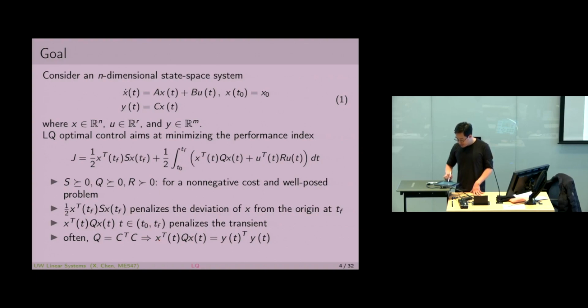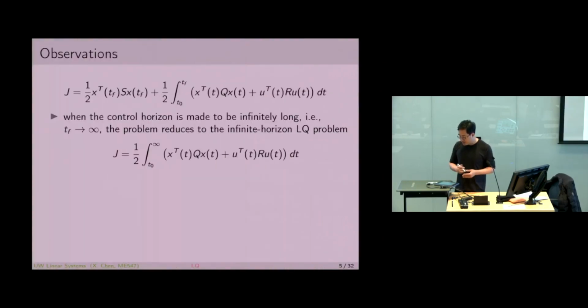Then this transient cost will equal, if Q is C transpose C, y transpose times y over here. And this performance index directly minimizes the output during this transient period of time. But Q can be other things as well, so it's not exclusive that Q has to be C transpose C. Finally, this u transpose Ru term inside this integral will penalize large amounts of control effort. So those are the conditions. This is the finite horizon continuous time LQ problem.